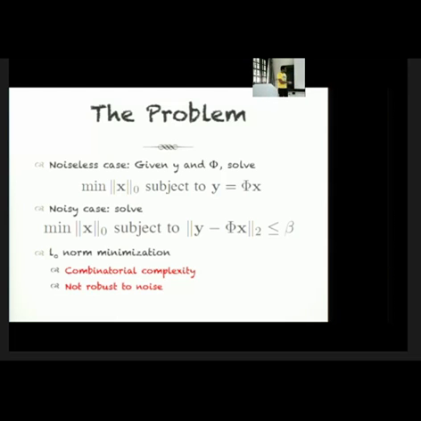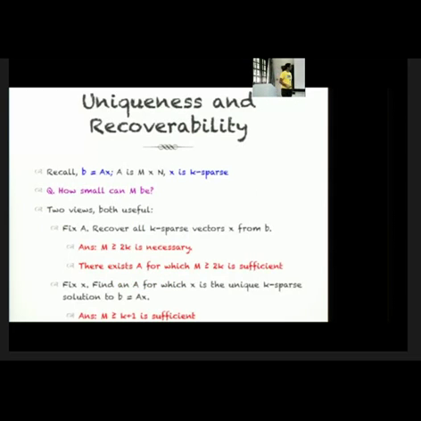Okay, so this is not robust to noise. So that was the state of affairs about 10 years ago. And then there were a few very interesting breakthroughs that have catapulted this area into something which is an extremely hot research topic today.